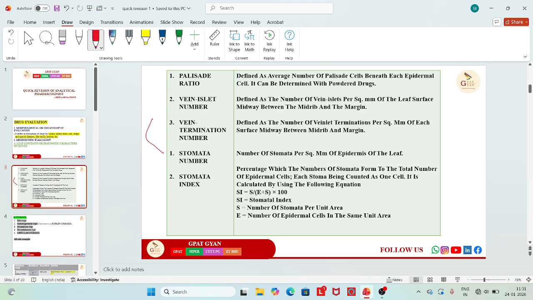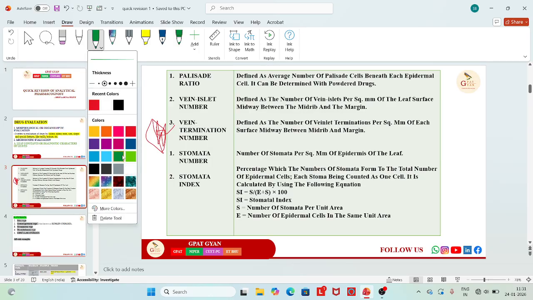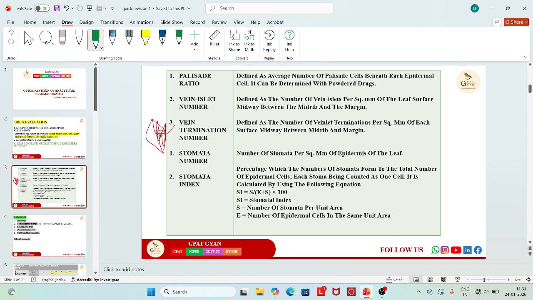So if that is a leaf, then this is the midrib and this is the margin. In between this portion, we count the number of vein islets per square millimeter. Let us assume this is one portion, one square millimeter portion. So here the number of vein islets and the vein termination numbers, that is the vein islet number and the vein termination number, like how many veins are terminating there.